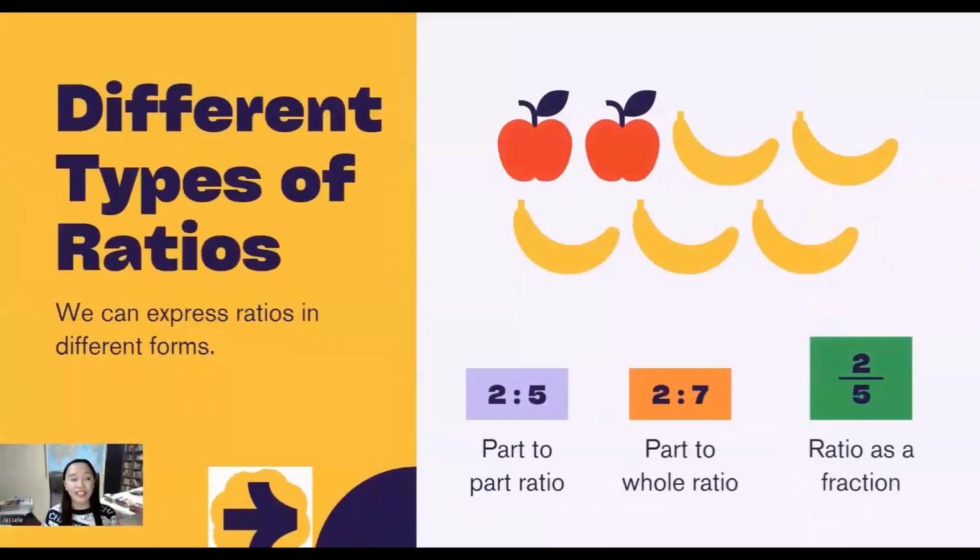All right, so there are three different types of ratio. Yes, that is correct, Cheryl. And one of that is part-to-part ratio. The second one is the part-to-whole ratio. And the last one is ratio as a fraction.